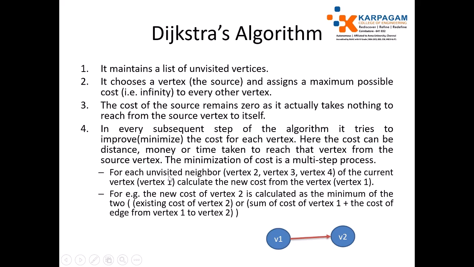The minimization of cost is a multi-step process. For each unvisited neighbor, for example, you have started from vertex 1. Consider we have neighbors 2, 3, 4 of the current vertex 1. Calculate the new cost from vertex 1. For example, the new cost of vertex 2 is calculated as the minimum of two values: the existing cost of vertex 2 and the sum of the cost of vertex 1 plus the cost of the edge from vertex 1 to 2.